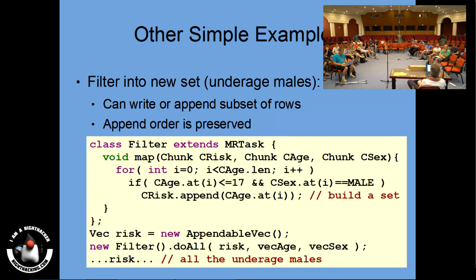The append goes into a different chunk. So the way that this is set up, I made a new appendable vec at the bottom, and it started in life empty. Then I make a chunk per chunk, parallel to the input chunks of age and risk factors or sex, and the output chunk has a chunk-for-chunk alignment, and then only some of the rows are copied over.